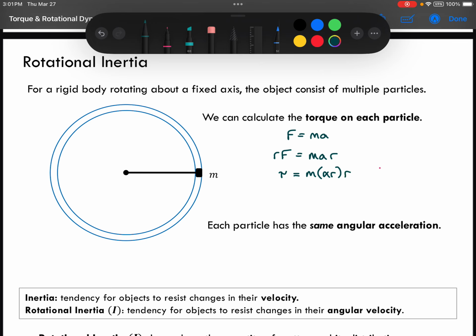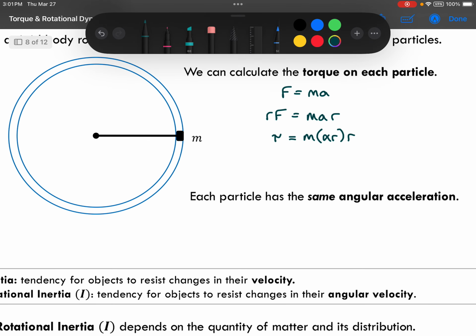So we're going to substitute that in for A, and then we still have times R over here on the side. And then lastly, just a little bit of simplification. So tau equals mr squared alpha. Okay, and so that's for each individual particle.